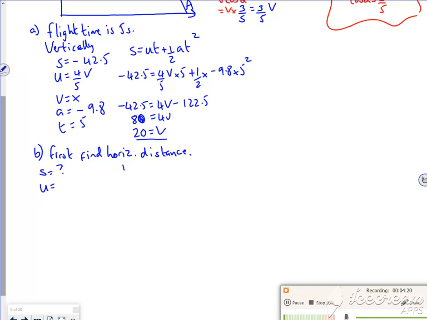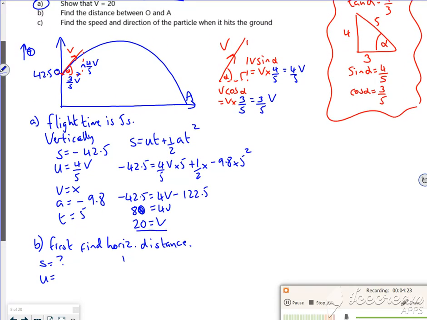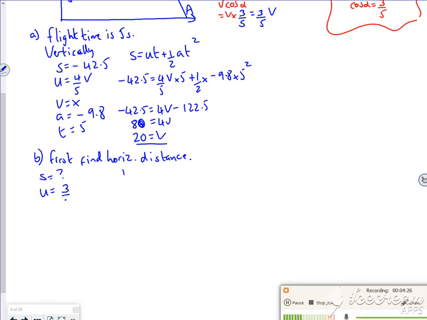U was 3/5 of V. But we know that V is 20 now, so that's 12. V, not fussed about. Acceleration is 0, and time was 5, I do believe. Is that right? So, formula without V is S equals UT plus 1/2 AT squared. Ditch the 1/2 AT squared because I use 0. My horizontal distance, S or X, whichever you want to call it.